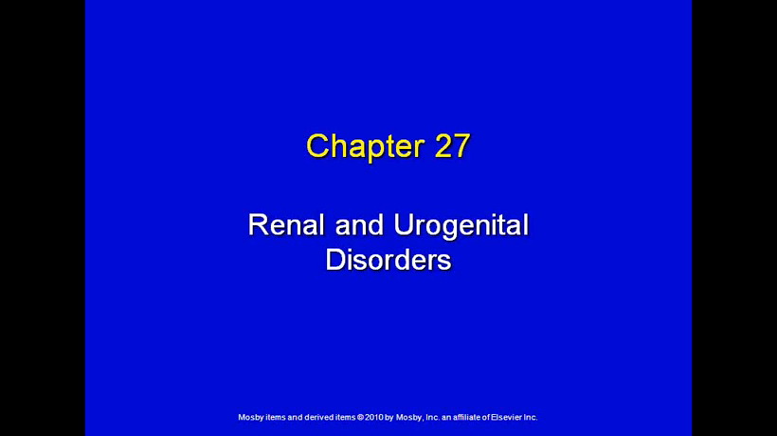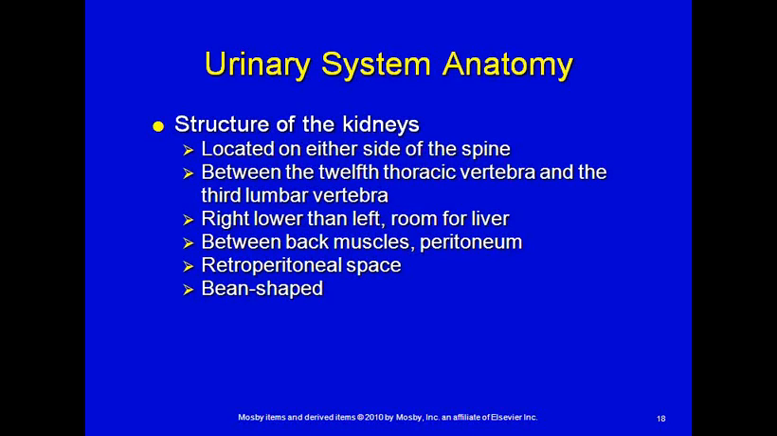So Chapter 27 dealt with renal and urogenital disorders, and we're going to be talking about the anatomy of the urinary system, beginning with the kidneys. The kidneys are located on either side of the spine, between the 12th thoracic vertebra and the 3rd lumbar vertebra. The right is a little lower than the left to make room for the liver, and they're wedged between the back muscles and the peritoneum in a space called the retroperitoneal space. They're a bean-shaped organ with the adrenal glands sitting on top of them.